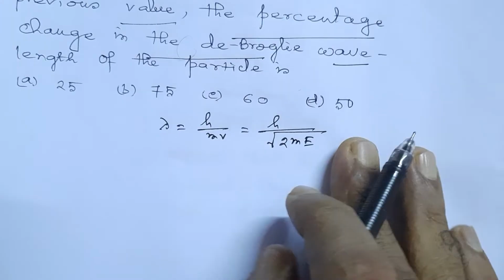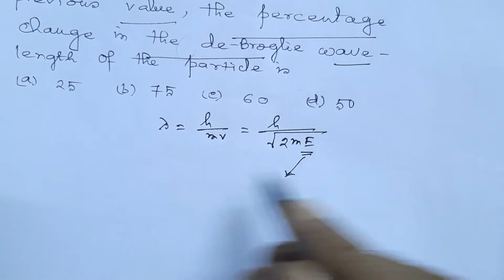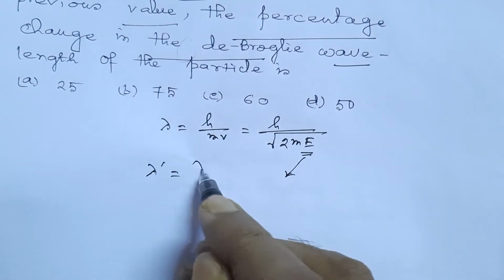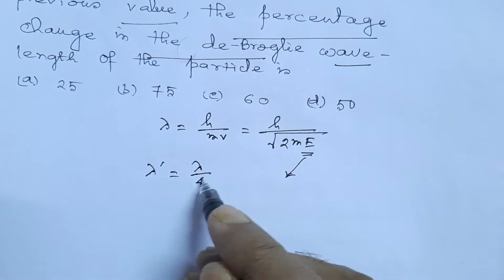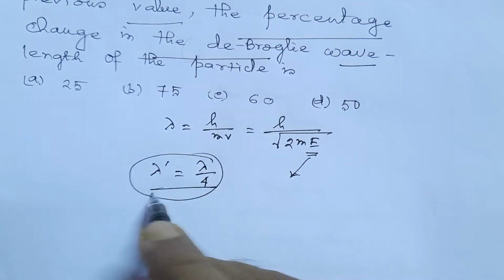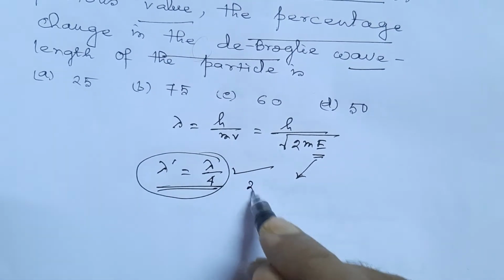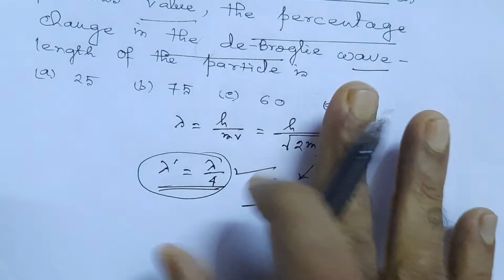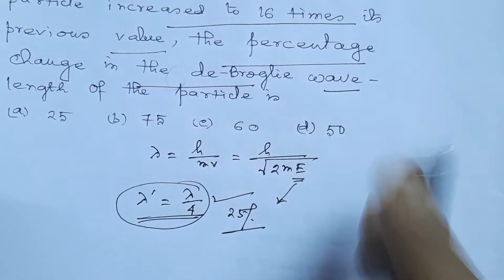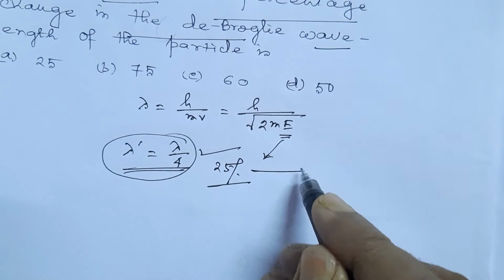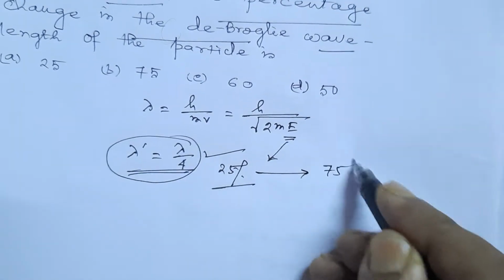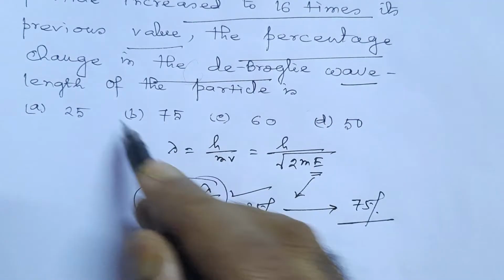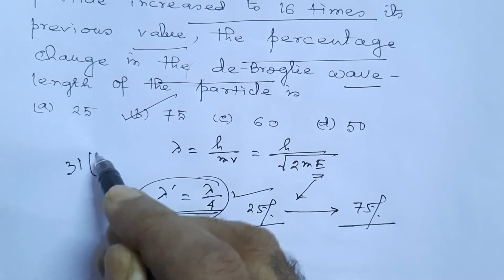If energy is 16 times, then lambda dash equals lambda by 4, since root of 16 is 4. So the de Broglie wavelength is 25%. But what is the question? Percentage change in de Broglie wavelength. It is only 25% now, so the change is 75%. So the correct option is B. So the correct option to question number 31 is B.